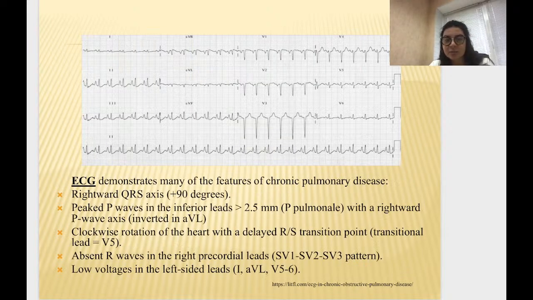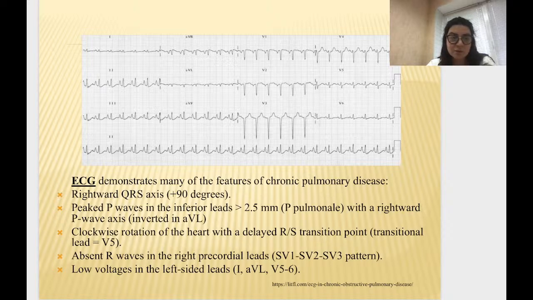Here is an example of an ECG that demonstrates many of the features of chronic pulmonary disease. First of all, it is a rightward QRS axis. There are peaked P waves in the inferior leads. You remember, it is aVF, III, more than 2.5 millimeters. We name it P pulmonale, with a rightward P wave axis, inverted in aVL.